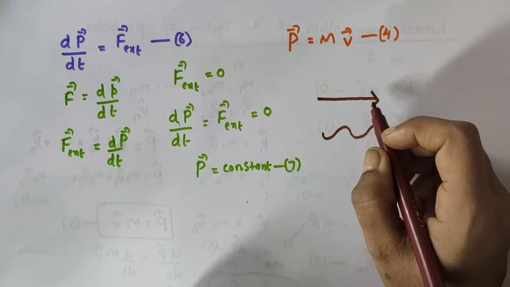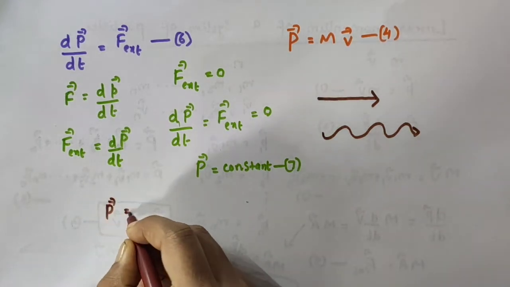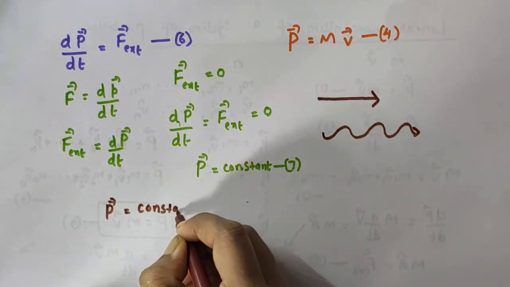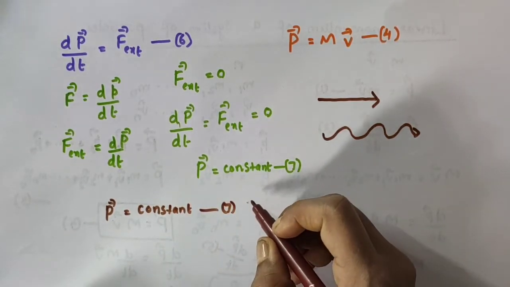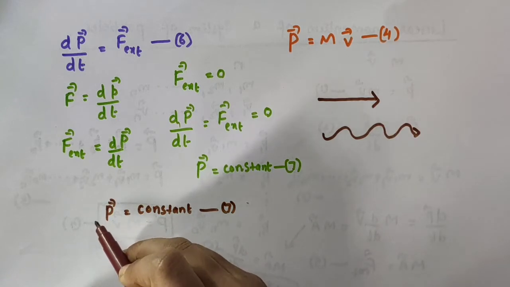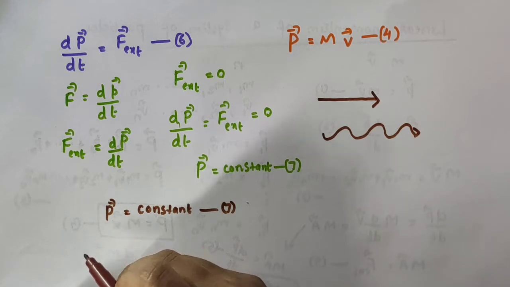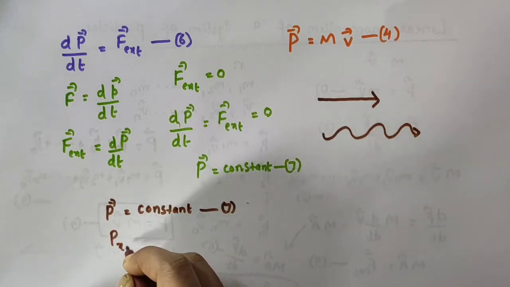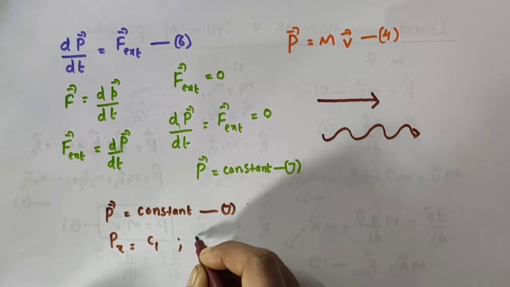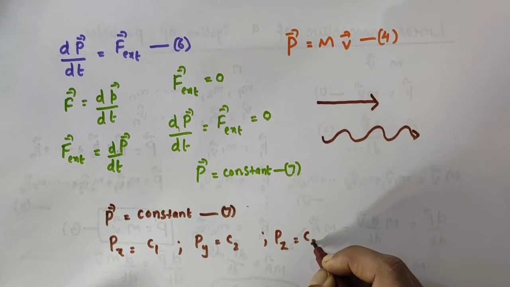Now from equation number 7, we have vector P equal to a constant. This is a vector equation. Vector P has an x component, y component as well as z component. So, this equation is equivalent to 3 scalar equations. One is Px equal to C1, another is Py equal to C2, and another is Pz equal to C3.